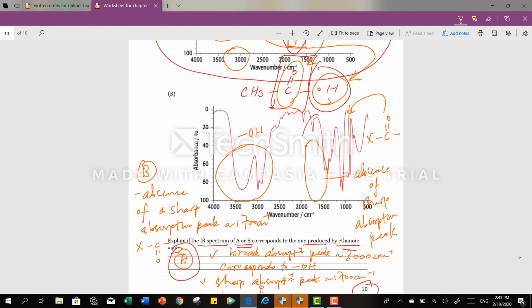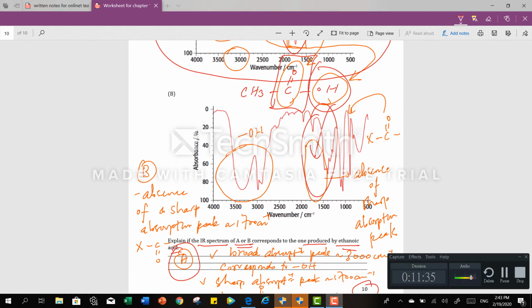But for B, you don't see a sharp peak around 1700. Okay, let me stop here, and later on I will find more worksheets of IR spectrum practice and discuss the questions with you.